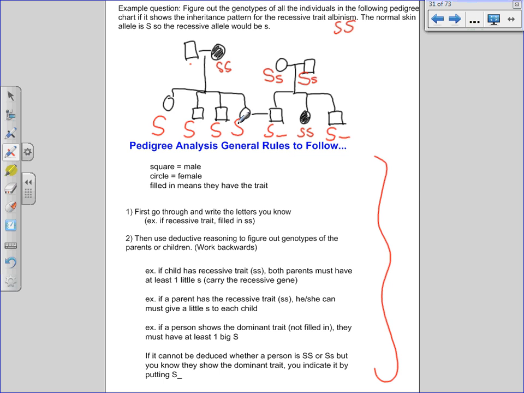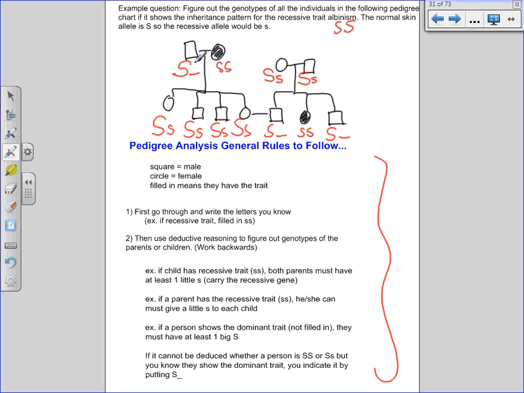Okay, but we also know that their mother can only give them a little s, so they must be big S, little s. And while you might think that because all of the offspring are showing the dominant trait, maybe the father is big S, we cannot tell for sure. So since we can't tell for sure, we have to put big S with a line to show that.